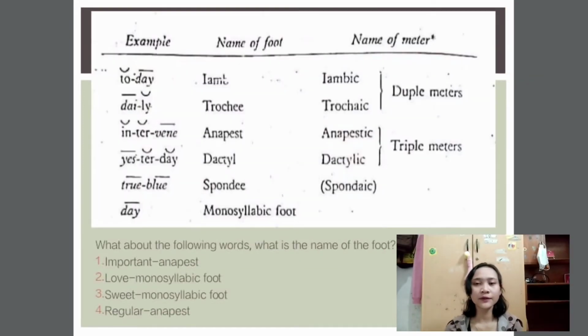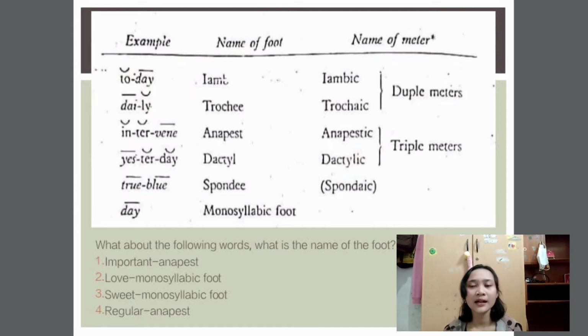Next, the example from the picture already explained about the example of name of foot and name of meter. So here I have to specify the name of foot of the words important, love, sweet, and regular. Number 1, important. Name of foot is anapest. The reason I choose anapest is because when I mention the word important, there are 3 beats.